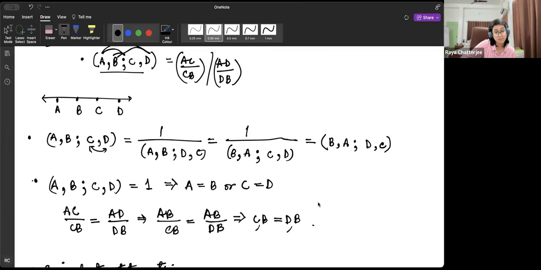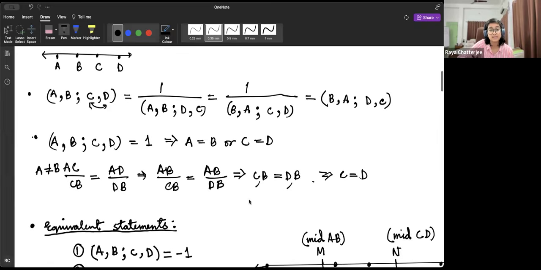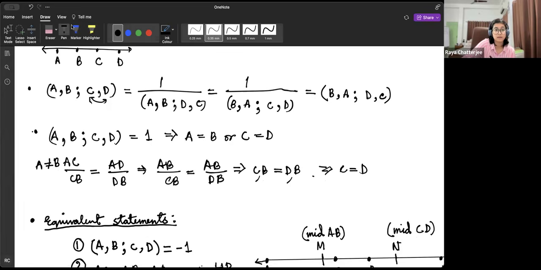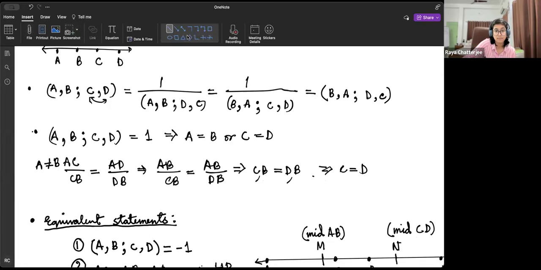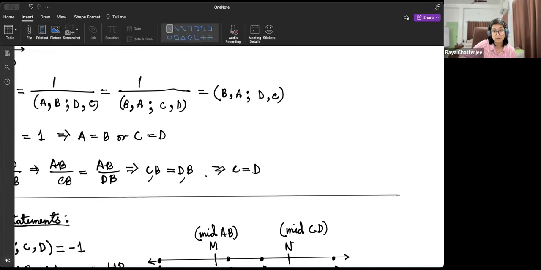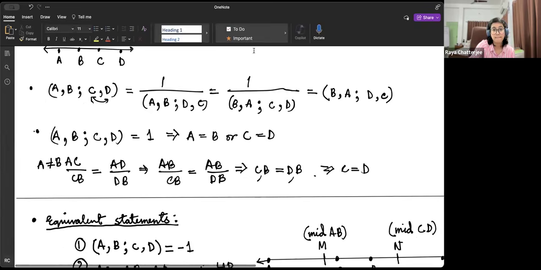But C and D are on the same side of B, right? So that will imply C equal to D. And this was working under the assumption that A is not equal to B. So if you work under the assumption that C is not equal to D, then you'll get A equals B, in the same way. Does all of this make sense to everybody? Is there any doubt? Again, I would encourage you to speak. Okay, I see the chat. Fine.